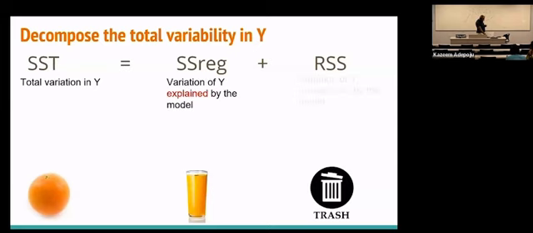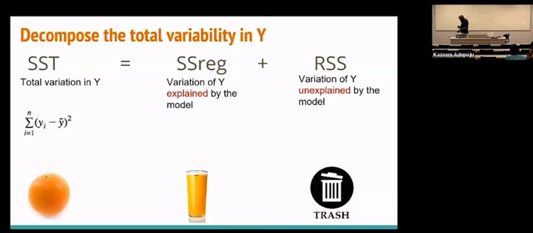Take a look at that. Total variation in Y. Variation in Y explained by the model. When I say by the model, I'm actually referring to the independent variable in the model, in this case, nasal length. And variation of Y unexplained by the model.